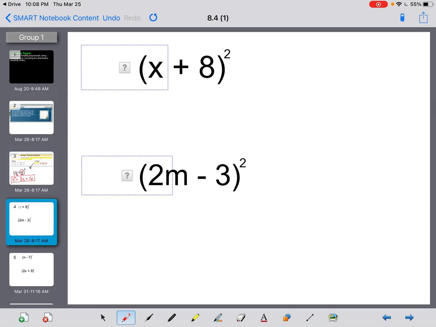So let's practice that. The first one says x plus 8 all to the second power. So we are first going to take the square of the first term, plus we're going to multiply 8 and x. So 8 times x is 8x, and then times 2, so 16x. And then we're going to square this last term, which gives us 64.